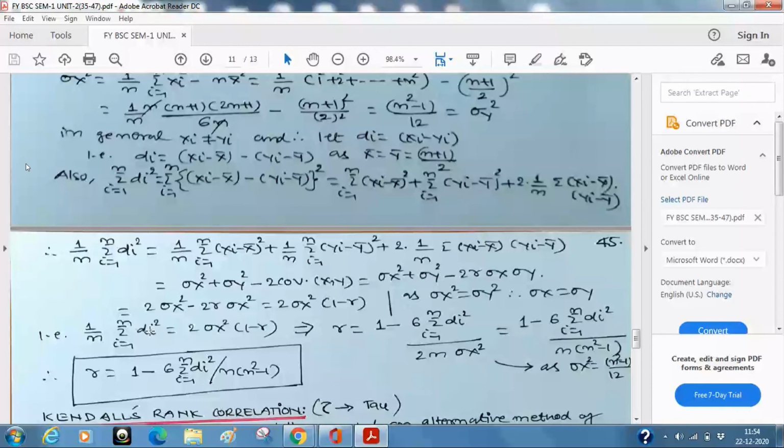And now just you simplify this. Put the value of sigma x square. Sigma x square is n square minus 1 by 12. ऊपर आपने प्रूव किया हुआ, ये रहा. So just if I put it here and if I simplify here, finally I'll get the value of r is equal to 1 minus 6 times summation i is equal to 1 to n di square divided by 2n sigma x square. Actually sigma x square की वैल्यू ही इतनी है.